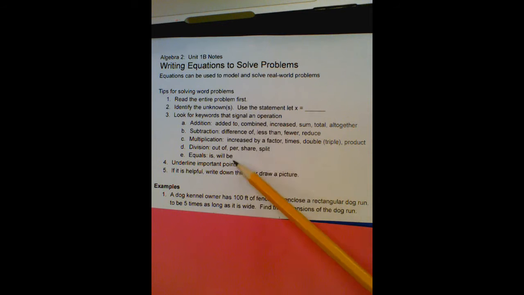Here are some little things for reading word problems. If you hear these little phrases, it might mean that you need to add. If you hear these phrases, you might need to subtract. As you read the problem, you can underline things that might help you out and add little notes. So underline the important points, and if helpful, write things down and draw a picture.